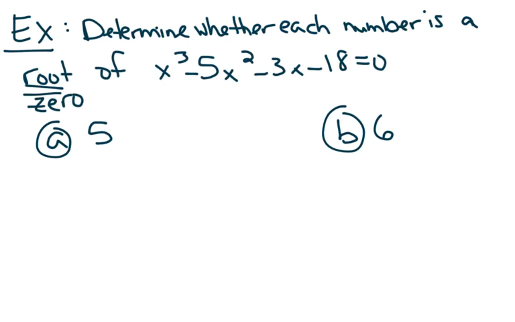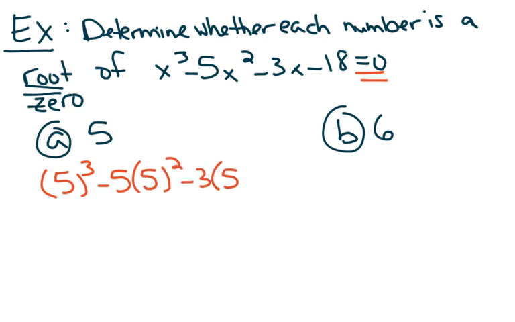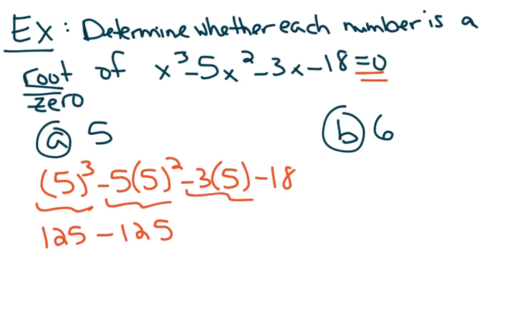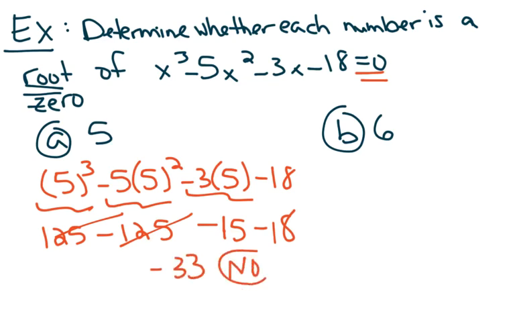To determine if a number is a root, we're going to plug it into the polynomial and find out, does the polynomial equal 0? So in the first one, 5 cubed minus 5 times 5 squared, minus 3 times 5, minus 18. This is 125 minus 125, minus 15, minus 18. And although these cancel, negative 15 minus 18 is negative 33. Since it didn't equal 0, it is not a 0 or a root of the polynomial.